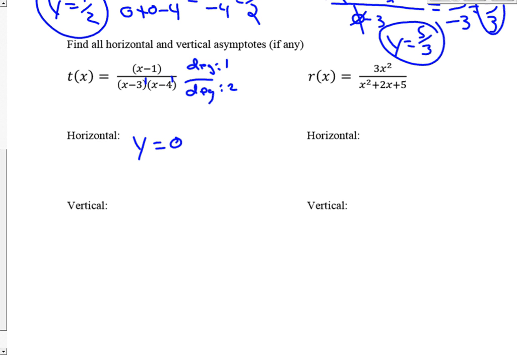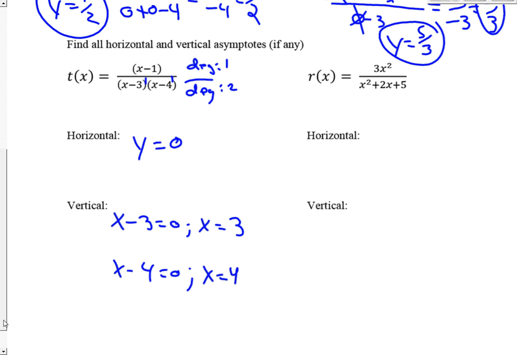All right, so how about the vertical asymptote? Set the denominator equal to 0. So the denominator would be x minus 3 equal to 0 and x minus 4 equal to 0. So we end up getting x equals positive 3, and here we would end up getting x equals 4. Right?